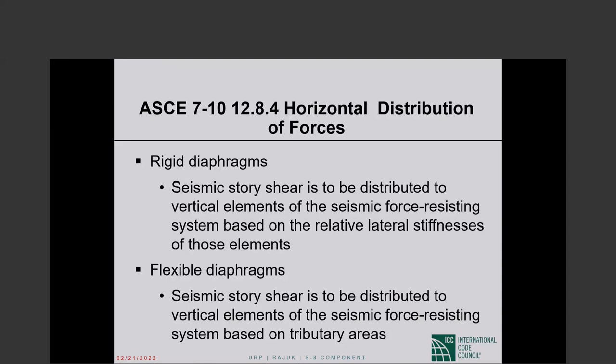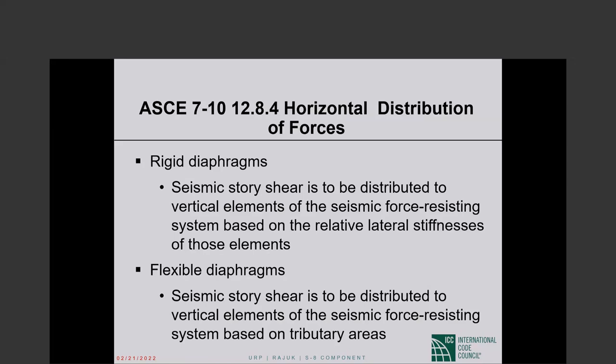But then we have to make a horizontal distribution of V sub x. In the direction of V sub x, as I showed you in a picture, if we have 2 frames and 3 shear walls of unequal length, or whatever we have, if we have multiple seismic force resisting elements, how is V sub x distributed among those elements? If we have 2 frames and 3 shear walls, how much of the story shear goes to the frames and how much to the 3 shear walls?